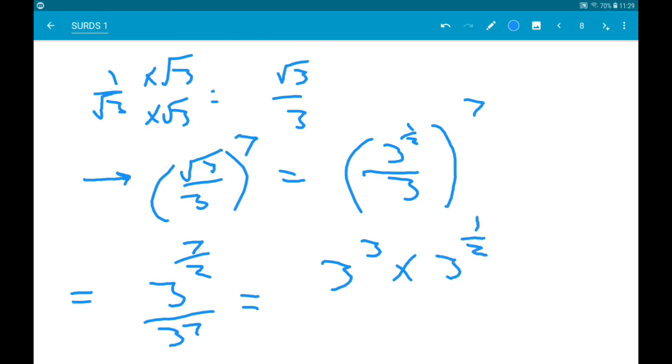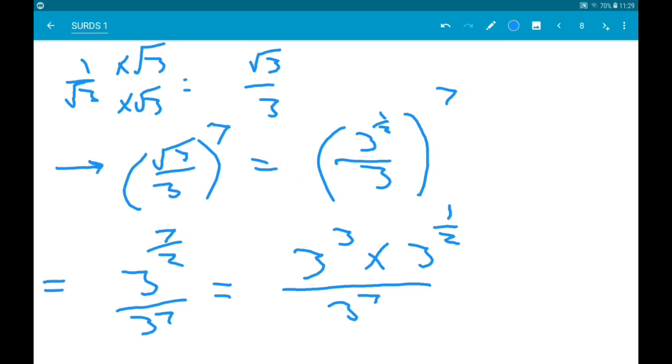Remember, when you multiply base numbers with powers, you add the powers together. So this is 3 to the 3.5. And on the bottom, we still have 3 to the power 7. Now, top and bottom has a common factor of 3 to the power 3. So we can cancel that and get 3 to the half over 3 to the power 4.